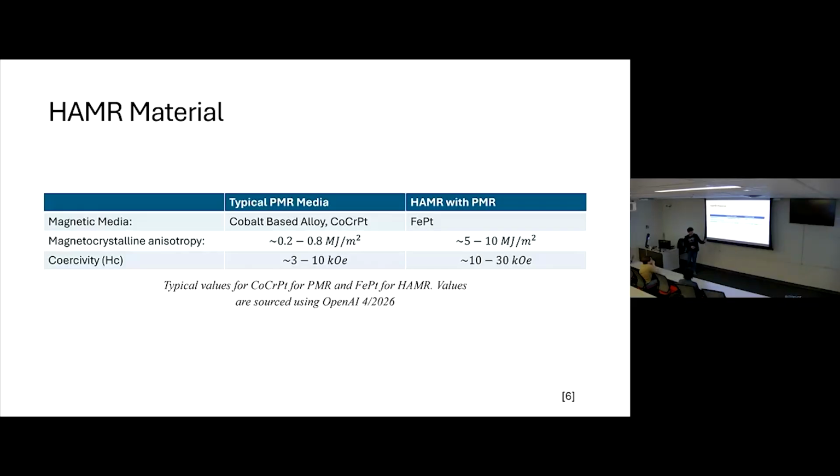But HAMR uses iron platinum. That's the typical material. The anisotropy here is around 5 to 10 megajoules, which is pretty high. But the downside is that the required field is like 1 Tesla to 3 Teslas, which is pretty high, and that's where heat comes into play to lower it so we can write easier.